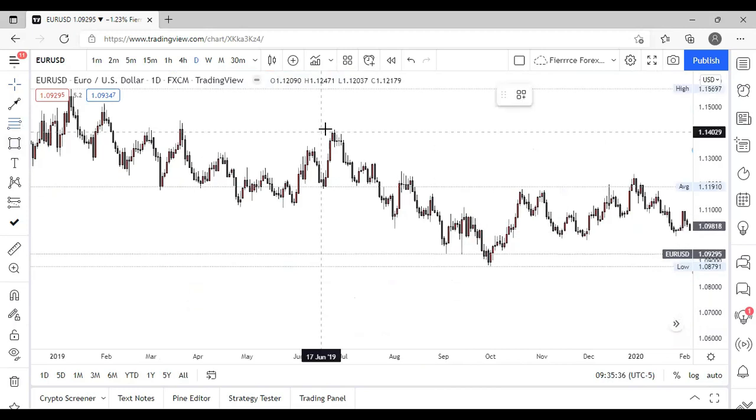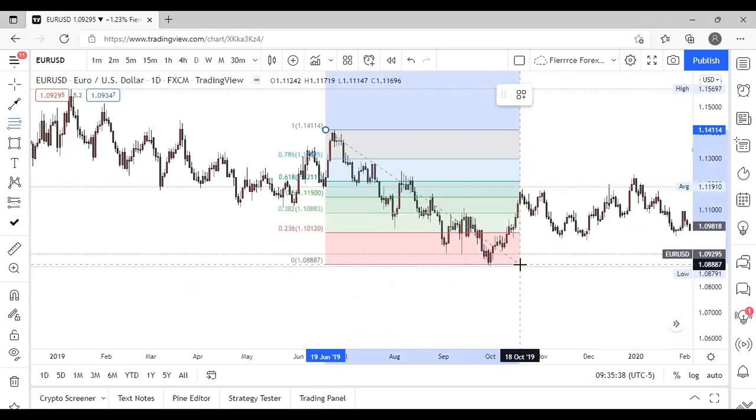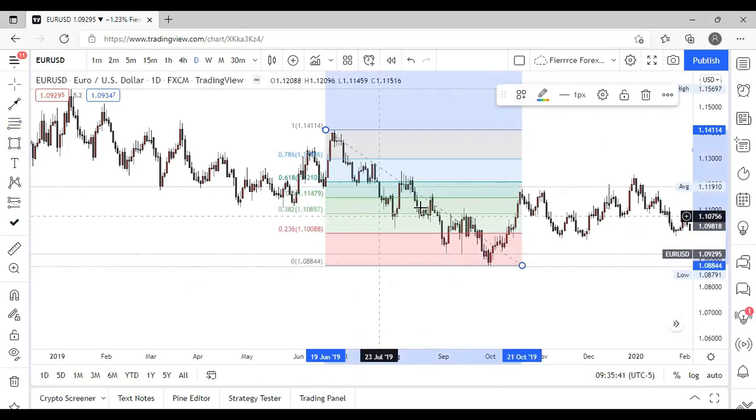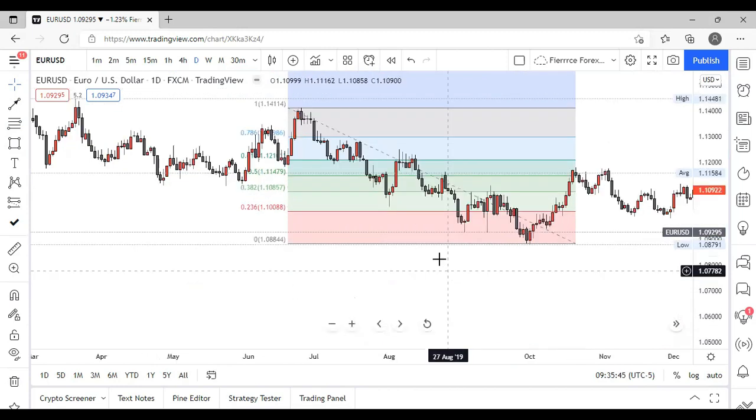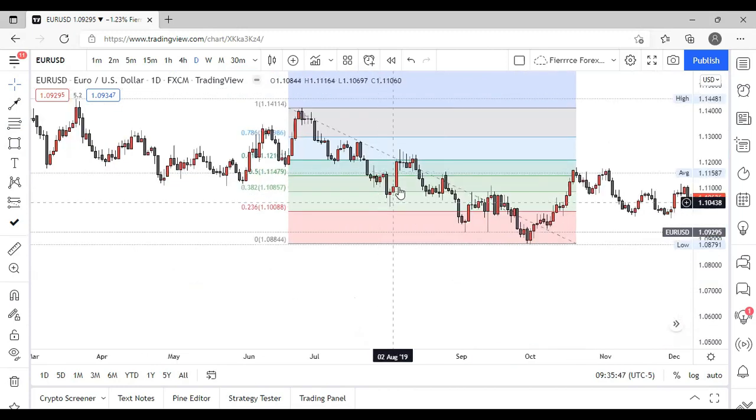Swing high to swing low. We broke below the 50%, so I'm still bearish. And when we broke below the 50%, when we came down, we actually formed multiple tops here. Remember, this is a daily time frame, so these are multiple days. And then we broke down.